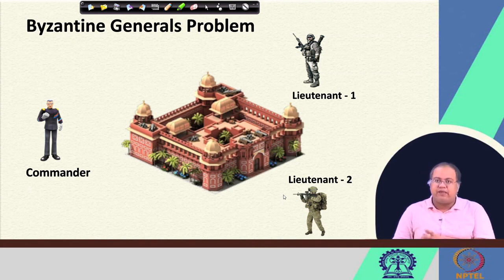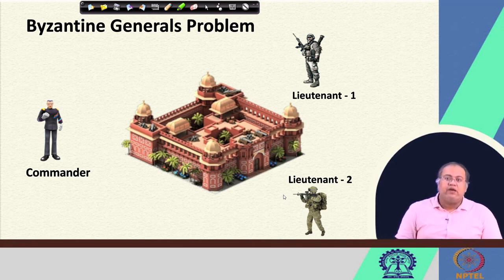The Byzantine general problem is something like this. Say you have a fort and a set of commanders or generals who are going to collectively attack this fort. Assume that this fort has 2 different doors, and 2 different generals are going to attack both doors simultaneously. When they attack both doors simultaneously, they can possibly win the battle and conquer the fort. But if they attack at different times, if they fail to attack simultaneously on both doors, then they might lose the battle.